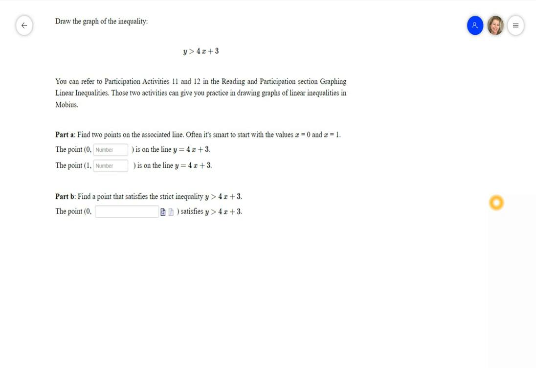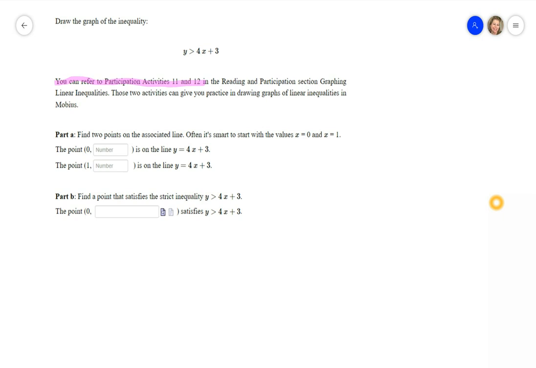All right, for this problem, they want you to draw the graph of the inequality y is greater than 4x plus 3. And if you forgot how to do this, you can go back and refer to the participation activities 11 and 12 in the reading and participation section, Graphing linear inequalities. But anyway, part A says find 2 points on the associated line.